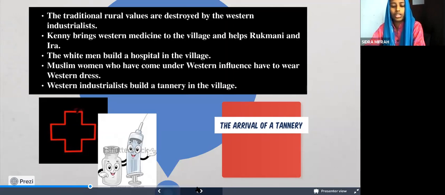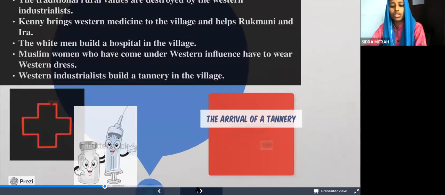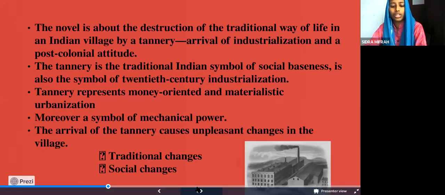It started when a tannery was established in their small village town. Then white men began building, and prostitution became a menace to their lifestyles. The tannery has been a source of income during difficult times when famine struck their livelihood. The novel is about the destruction of the traditional way of life in an Indian village by a tannery, the arrival of industrialization, and a post-colonial attitude.